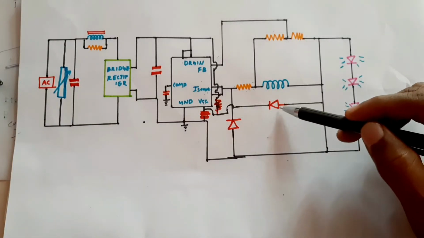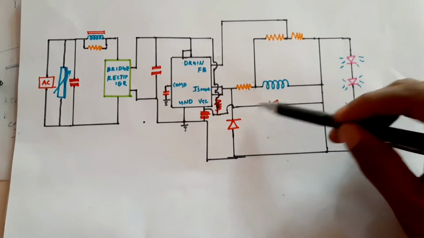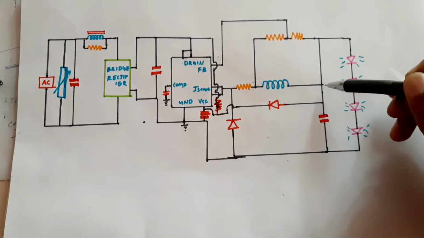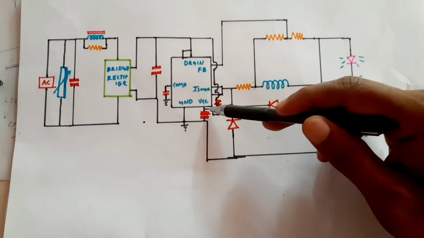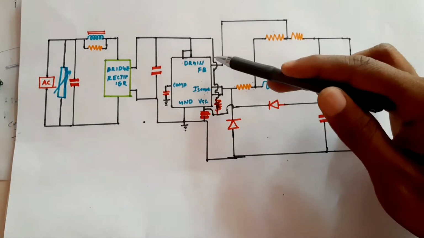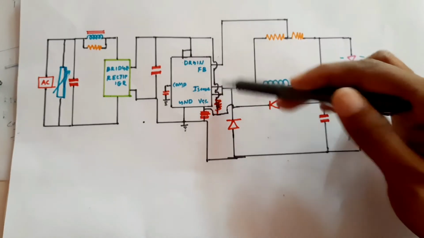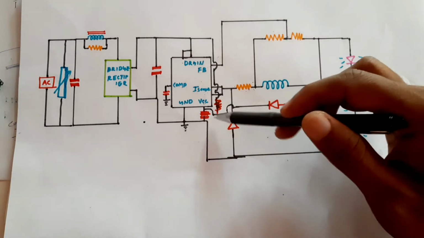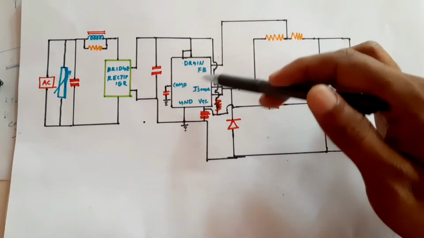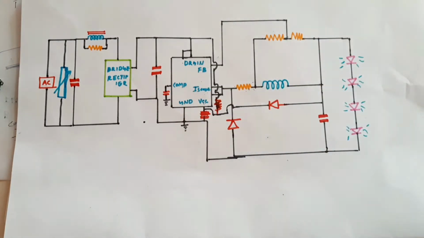This diode is used to give supply when the voltage reaches a maximum value. This will supply the VCC voltage to this. Apart from this, it will be a very low value. So this diode will give enough energy to this IC to work.